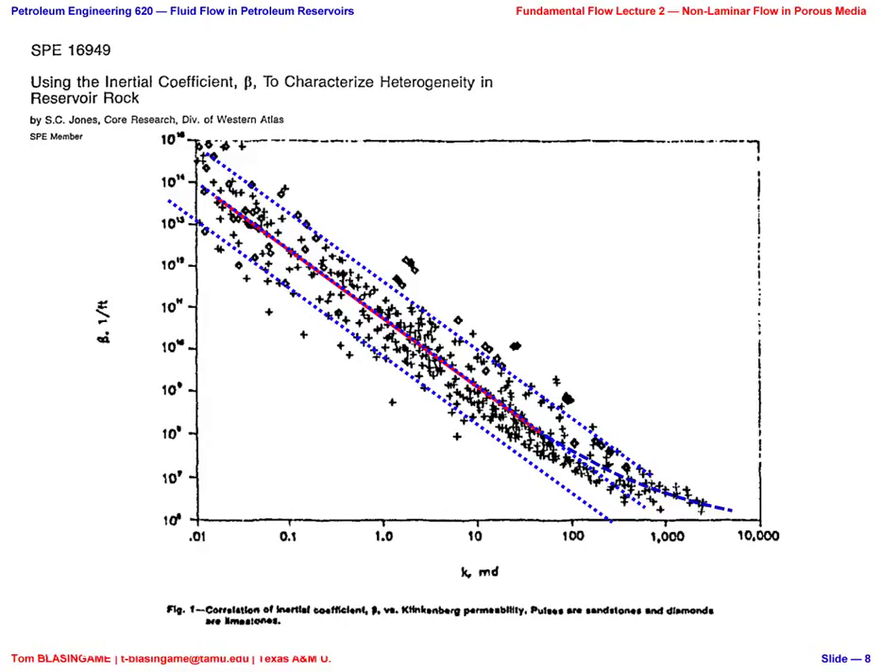Different scales. The core scale is like this. The reservoir scale, the minimum size would be the size of this building. That's what, like 1,000,000,000,000 to 1? Or something crazy like that?